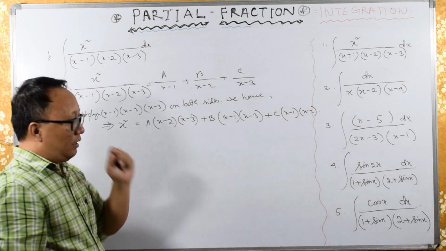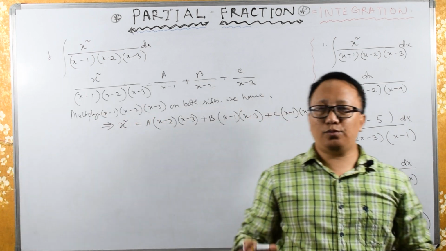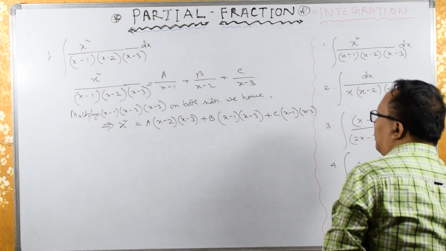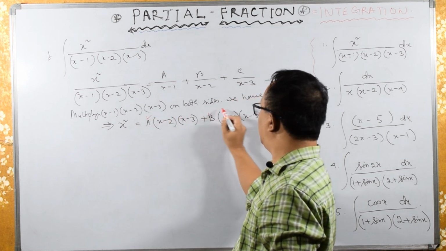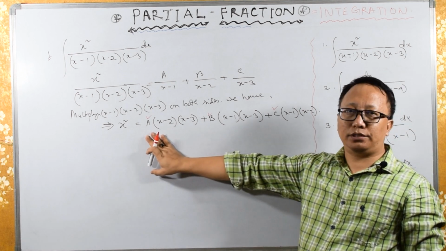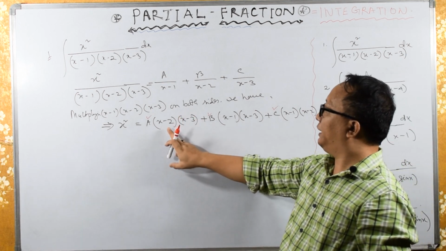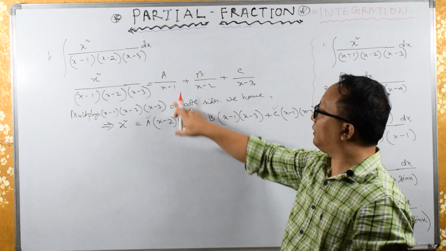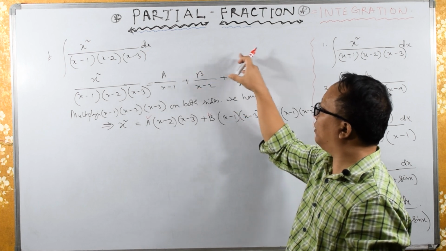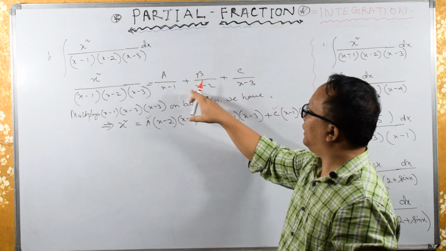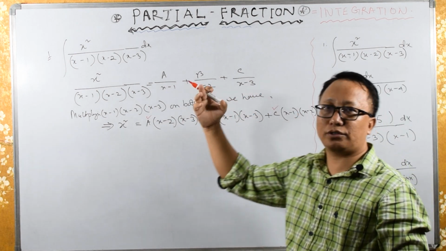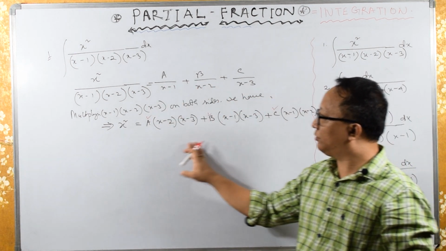Now our aim is to find all the arbitrary constants a, b, c. What we can do is substitute values. If I substitute x equals to 1, we will get the value of a. Similarly, we can substitute x equals to 2, as well as x equals to 3, or x equals to 0, according to the scenario.